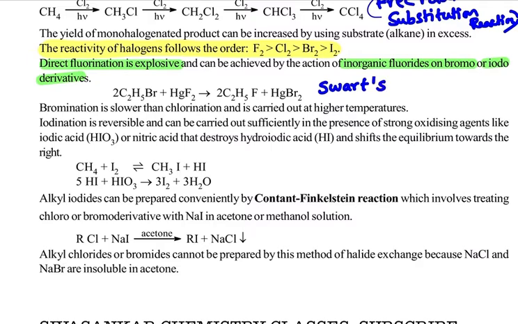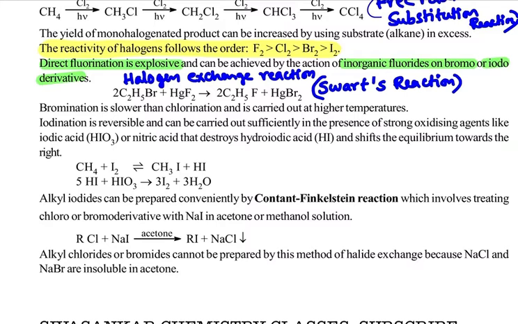In the Swarts reaction, we can use silver fluoride or mercury fluoride. Here, ethyl bromide has its Br replaced by fluorine, giving ethyl fluoride and mercury bromide. This reaction is an example of a halogen exchange reaction. Bromine is slower than chlorine and is carried out at high temperature.